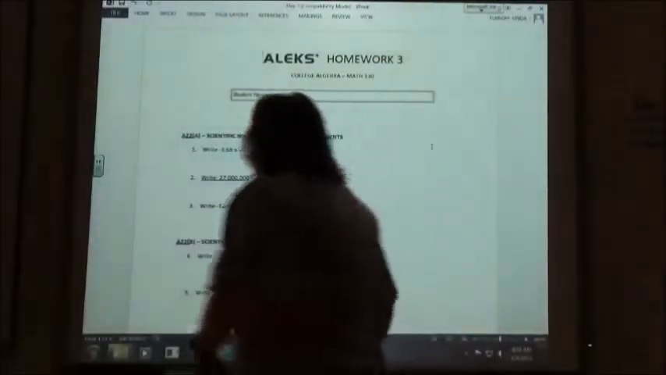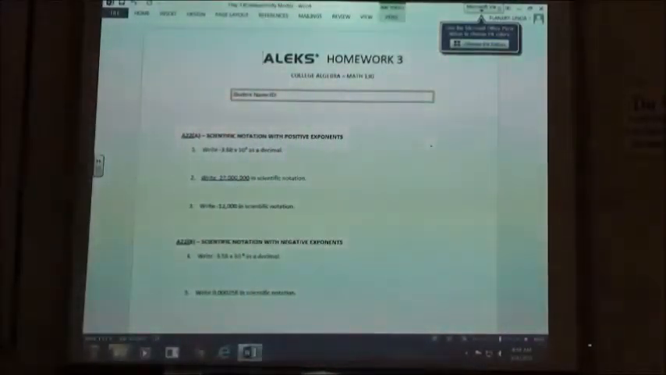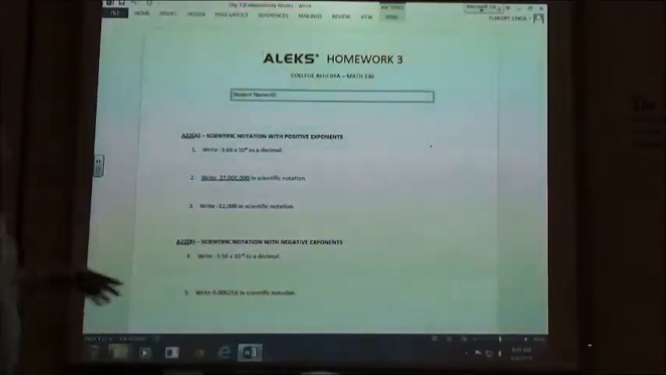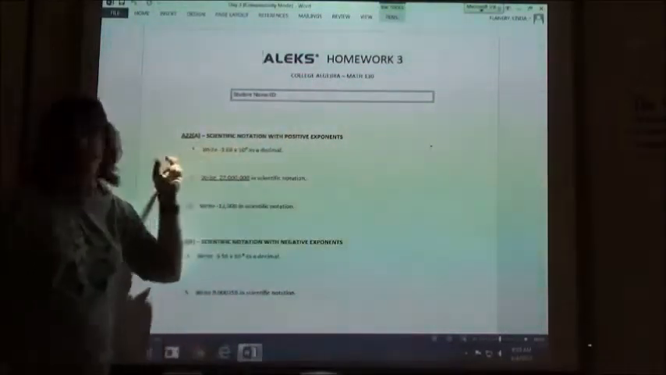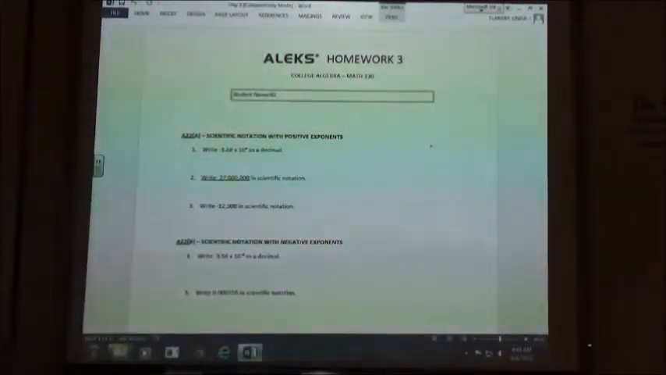So homework 3 starts off with scientific notation with a positive exponent. Scientific notation is usually used in science for really big numbers or really small numbers. If I'm going to have a positive exponent, I'm going to have a value that's greater than 1, because a positive exponent is going to tell me to move my decimal to the right, since our number system is base 10 and we're multiplying by powers of 10.